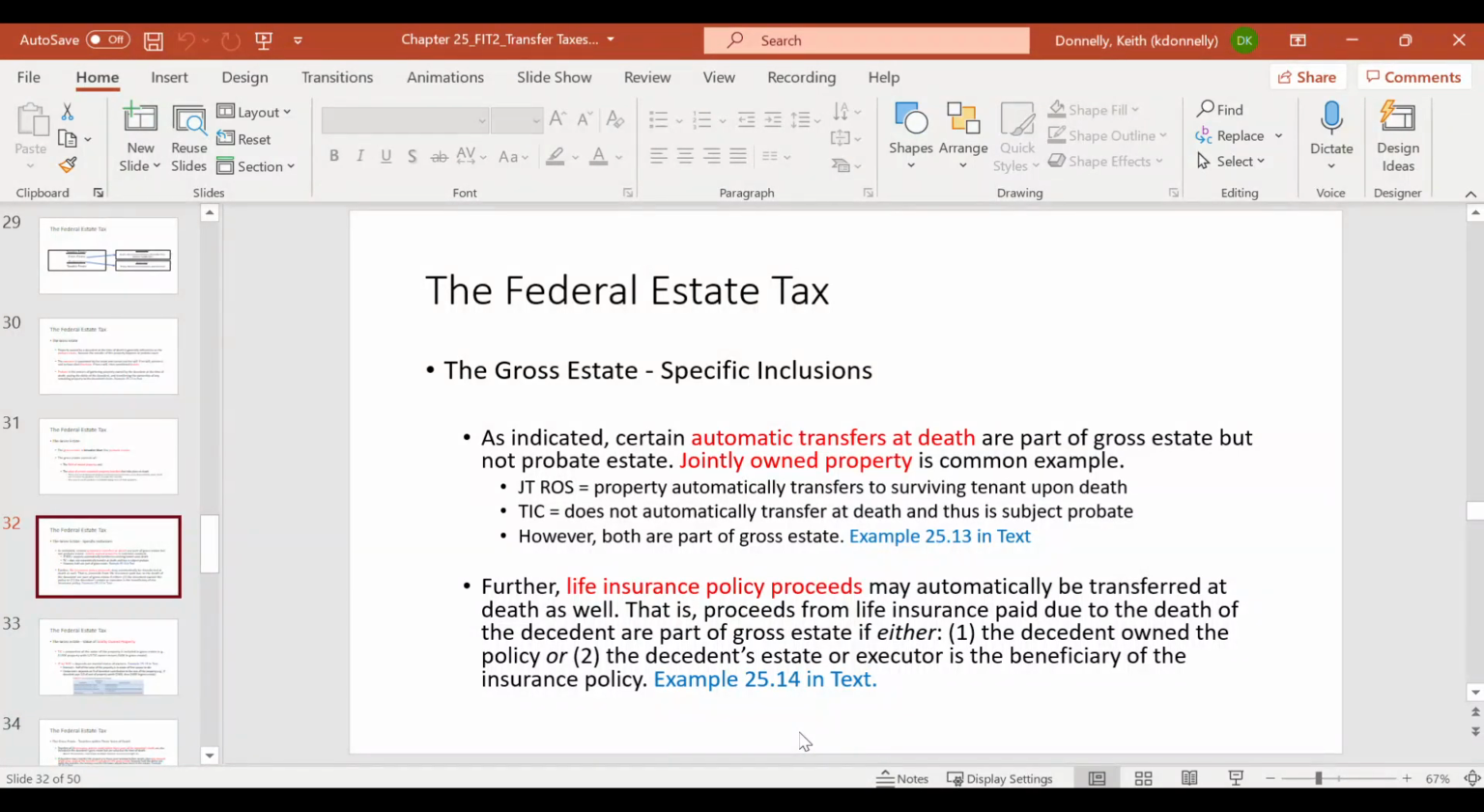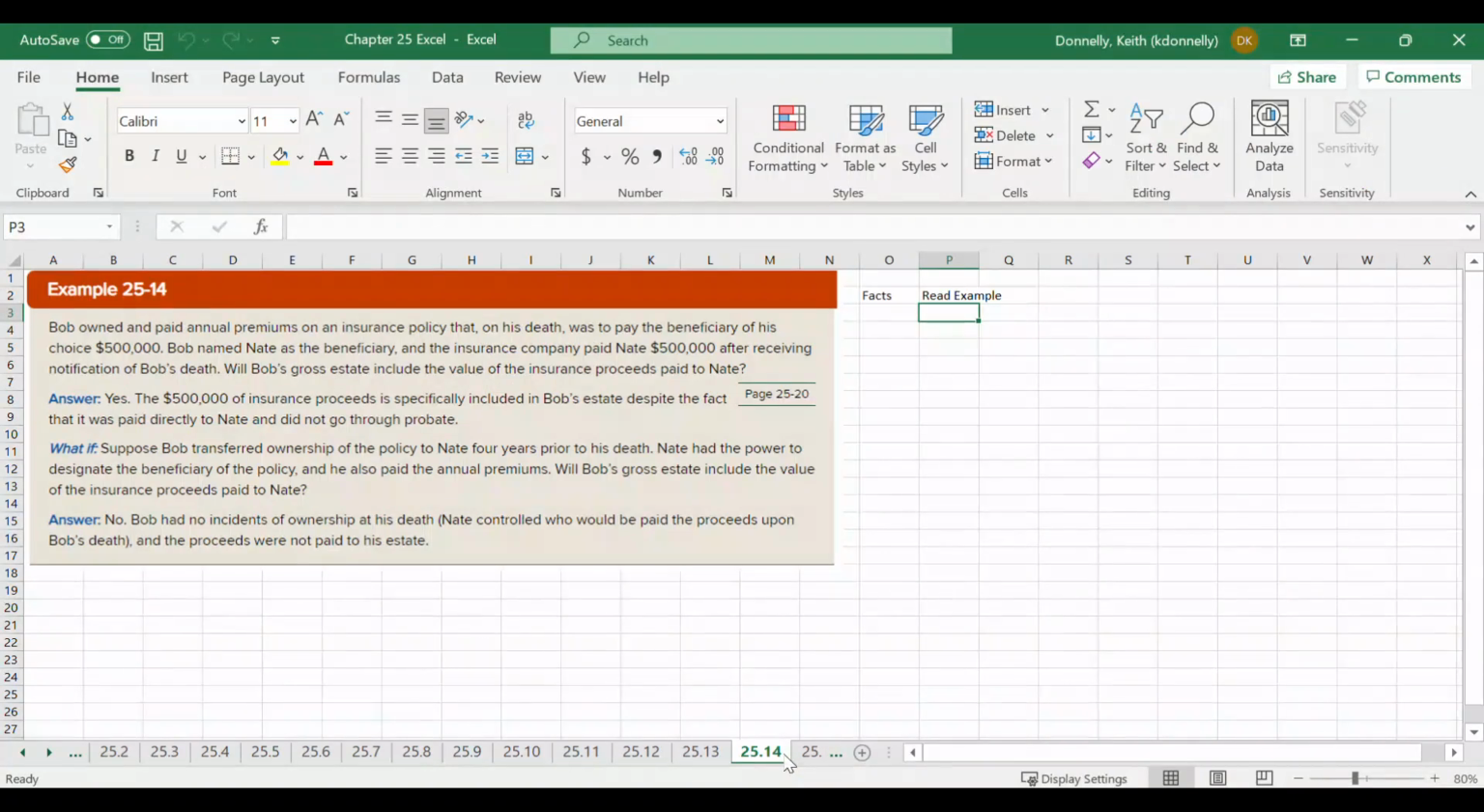It says here, with regard to life insurance proceeds, these may automatically be transferred at death as well. And the proceeds from life insurance paid due to the death of the decedent are part of the gross estate if either the decedent owned the property or the estate or executor is the beneficiary of the policy. So let's look at 2514 here.